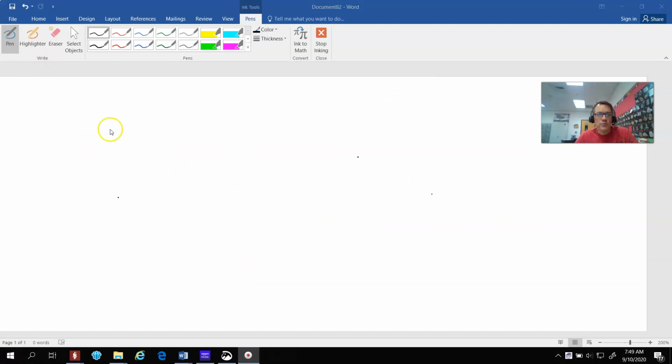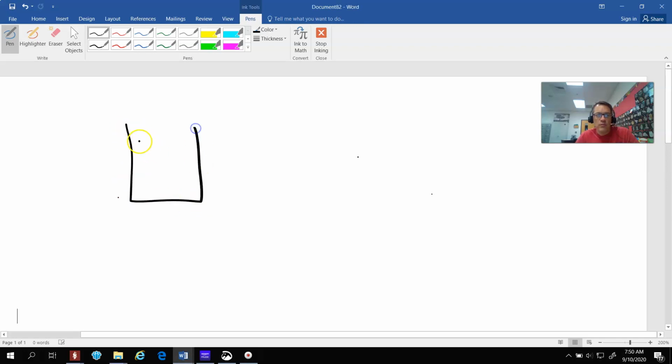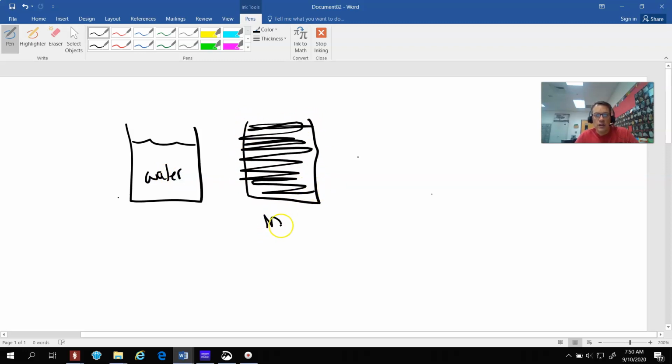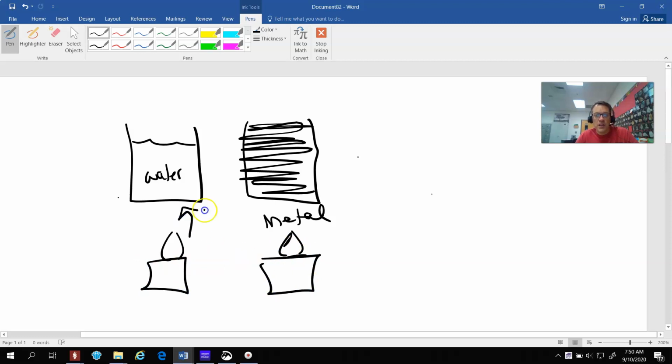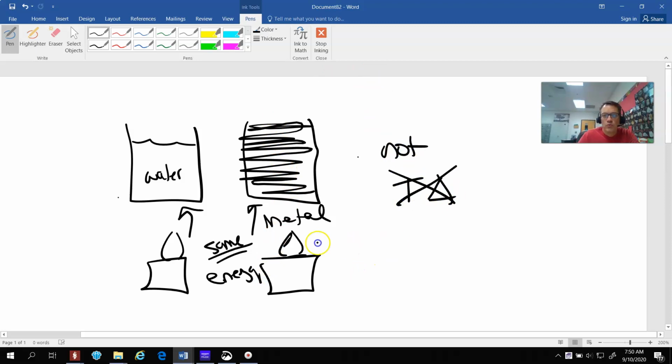So let's make this a little bit more specific to science. Let's say we take a couple of objects. We take a glass of water, and we take just a big hunk of metal. If we put both of these on the stove at the same temperature and give them the same amount of energy, we're not going to experience the same temperature change. The temperature changes are not going to be the same with both of these.